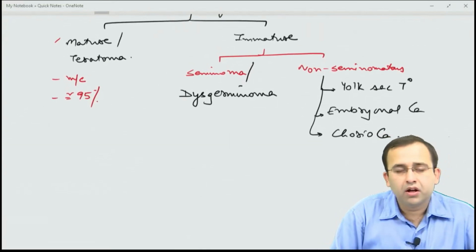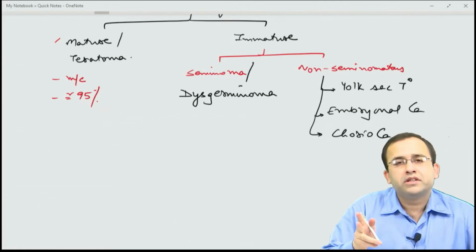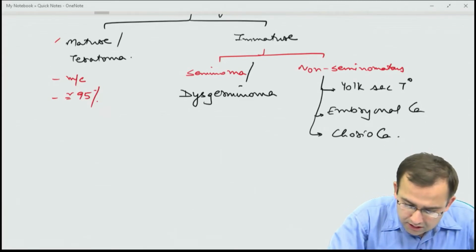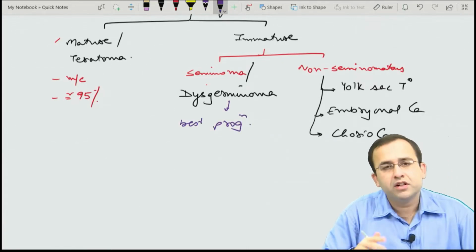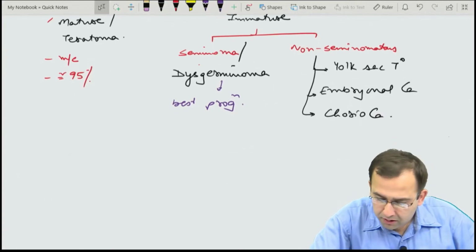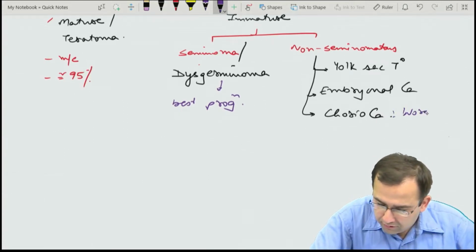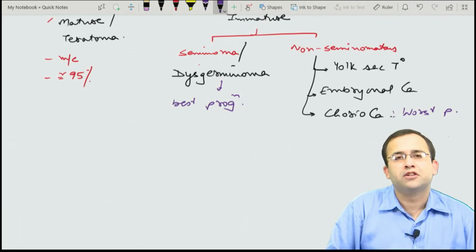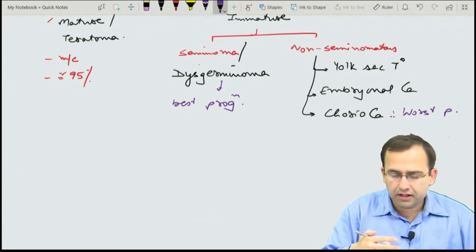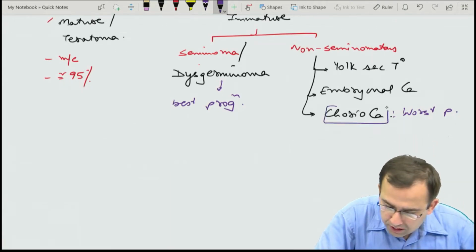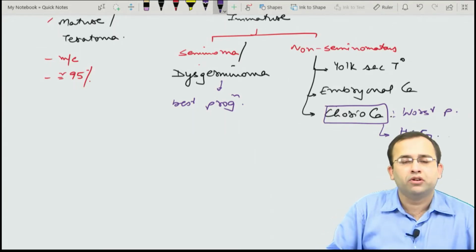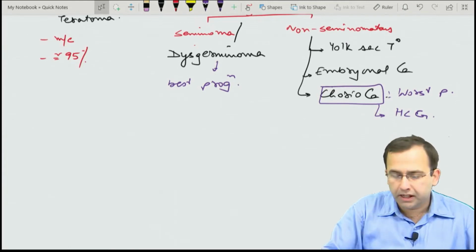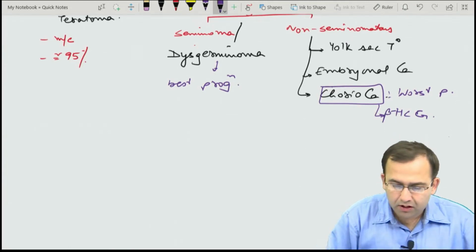First question, best prognostic immature germ cell tumor: dysgerminoma. Worst prognostic immature germ cell tumor: choriocarcinoma. It is associated with an increase in which tumor marker? Beta HCG, human chorionic gonadotropin.